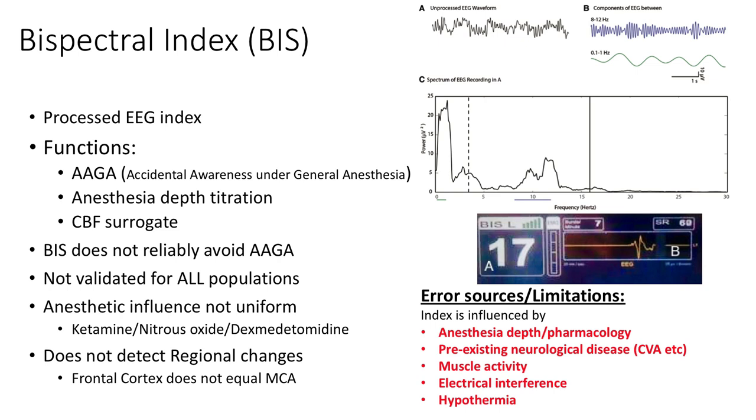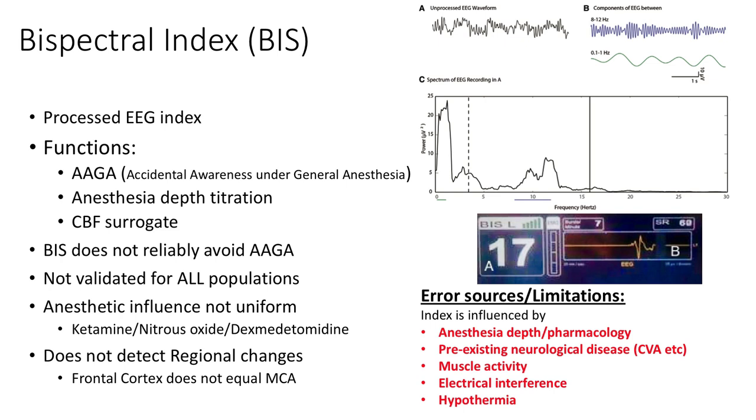The influence of our anesthetic agents on EEG and therefore BIS is not uniform. Just to mention, between propofol and volatile anesthetics, and then comparing the outliers, ketamine, nitrous oxide, and dexmedetomidine. So if you're using those medications, your BIS score not necessarily reflects your depth of anesthesia as it would in a true volatile-only anesthetic concept. And BIS does not reflect regional changes. So if you monitor the frontal brain, that may make you miss an MCA-related ischemia.